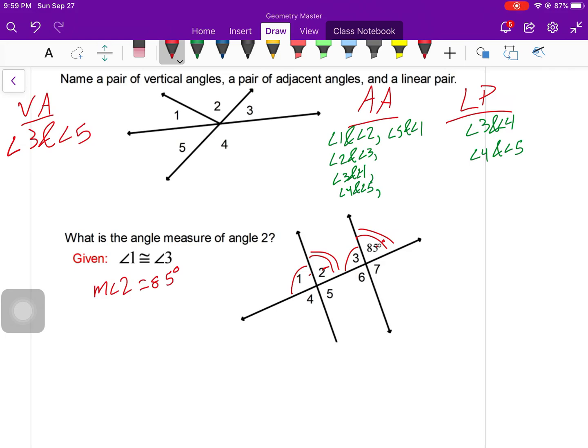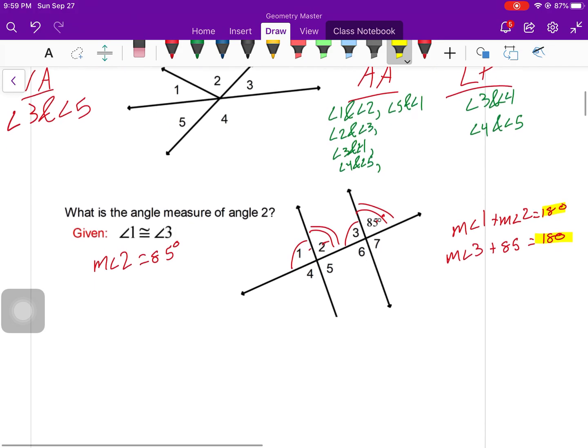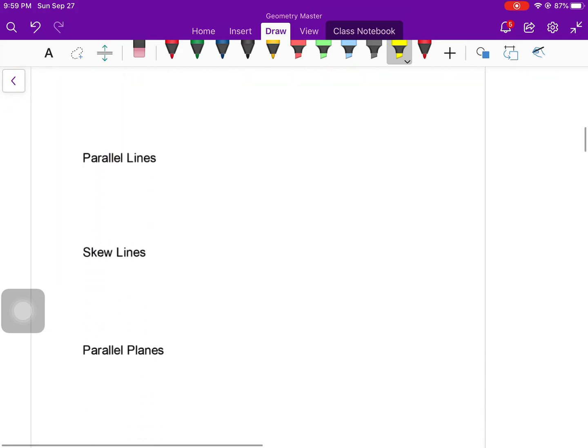to be 85 degrees. Okay, measurement of angle 1 plus measurement of angle 2 equals 180. Measurement of angle 3 plus 85 equals 180, right? Since they're both equal to 180, you can set them equal to each other. Measurement of angle 1 and angle 3 are the same, so you'd be able to subtract that out. That's how you get measurement of angle 2 is 85 degrees.